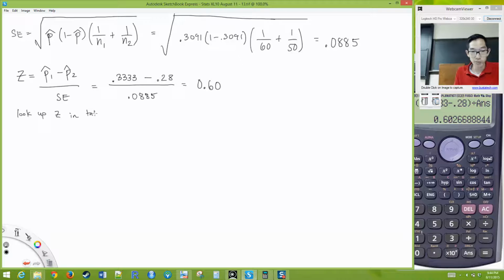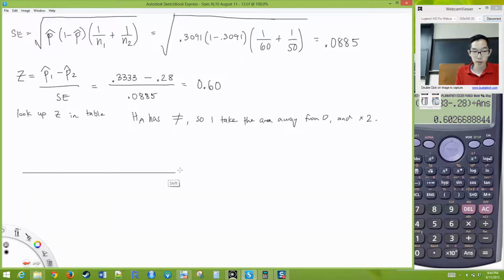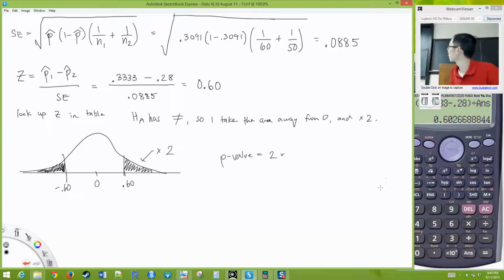Okay, and what do I have in my alternative hypothesis? My HA has what symbol in it? A not equal sign, right? So I take the area away from 0, and multiply it by 2. So in our case, I have positive 0.60, so I'm going to take the area away from 0. Now I haven't done an example, but if I had negative 0.60, then the area away from 0 is this side, okay? But I'm going to take this area and multiply it by 2 to get my p-value. So my p-value will be equal to 2 times something, okay?